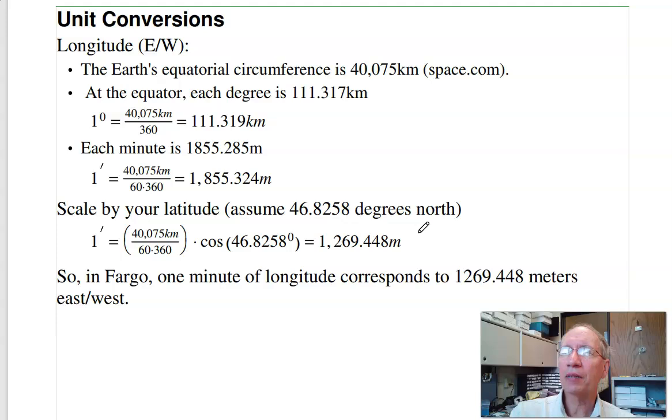And kind of a sidelight, the distance in meters. To do that I've got to convert latitude and longitude to meters. Well, for longitude, the Earth's circumference at the equator is 40,000 kilometers. That's from space.com. Meaning at the equator, each degree is 111 kilometers. Each minute is 1855 meters. In Fargo, North Dakota, scaling to 46.8258 degrees north, 1 minute is 1269.448 meters.